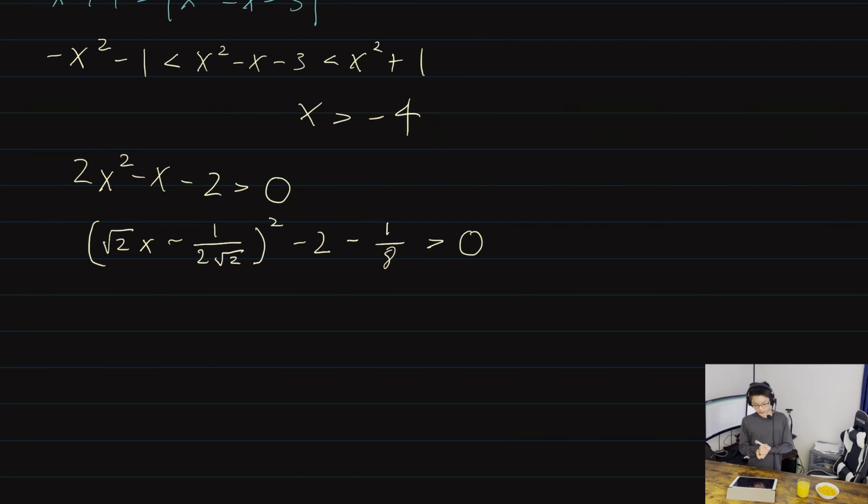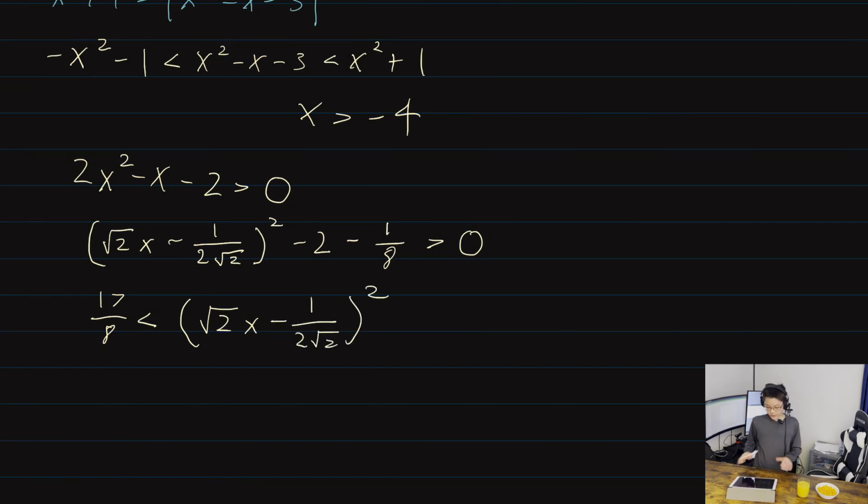So we could just move negative 17 over 8 to the other side by adding 17 over 8 to both sides. So that will give us 17 over 8 is going to be less than, parentheses, square root of 2 x minus 1 over 2 square root of 2, all squared. So now we could take the square root of both sides. Okay, and there we go.